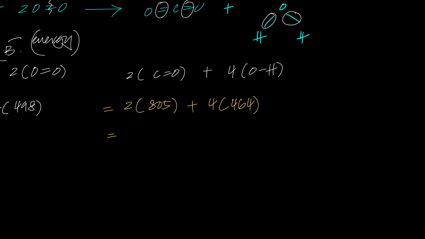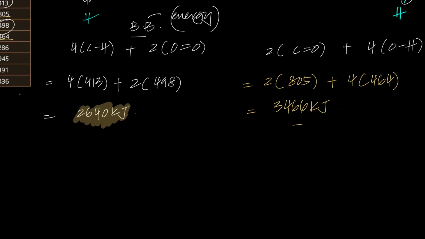34660. I doubt that. No. It can't be this much. Let me use my calculator. 2 times 805 plus 4 times 464. That's 3466. I don't know where the extra zero came from. So that's the energy given out during bond formation, isn't it?